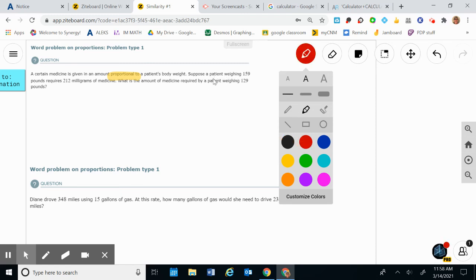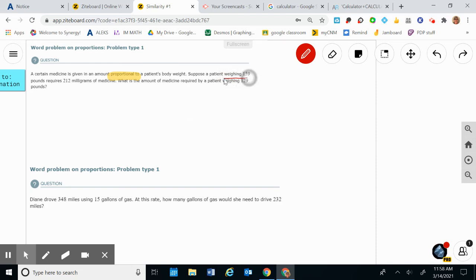They're telling you that a patient weighs 159 pounds, 212 milligrams. Okay, I'm surprised they give you pounds, you guys. They always do kilograms. They usually convert your weight at the doctor to kilograms in order to do these conversions. Anyway, it says, what is the amount of medicine required by a patient weighing 129 pounds?